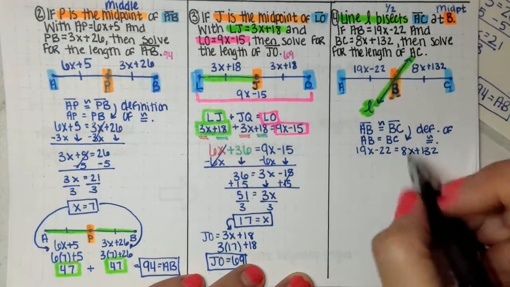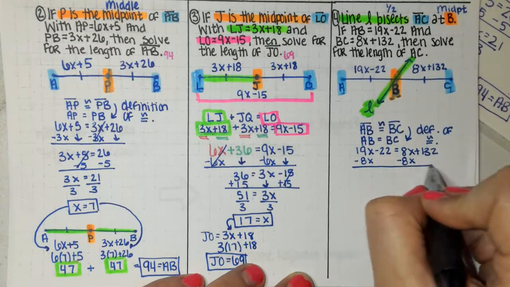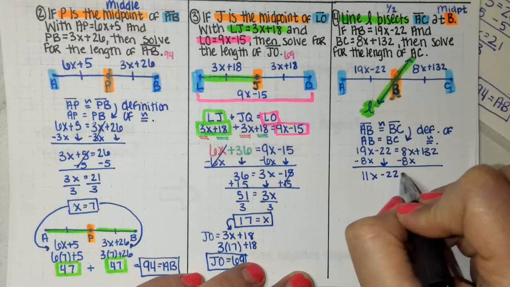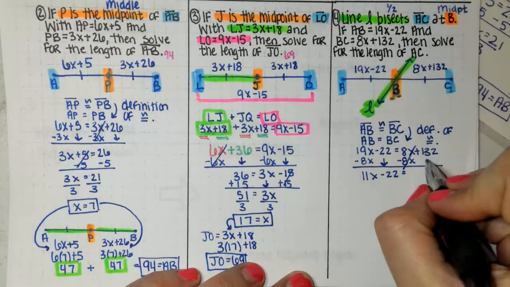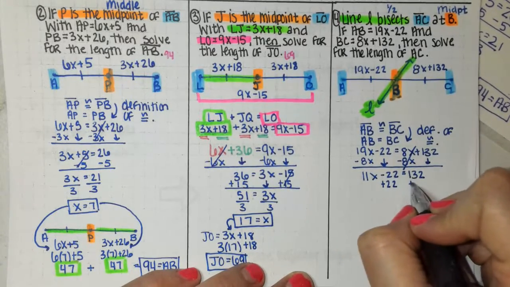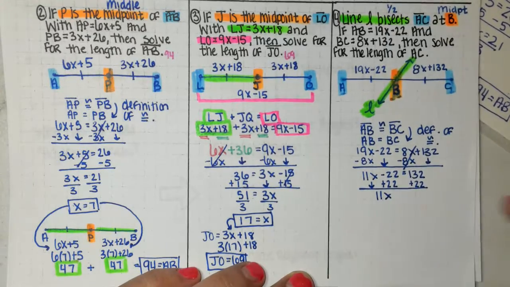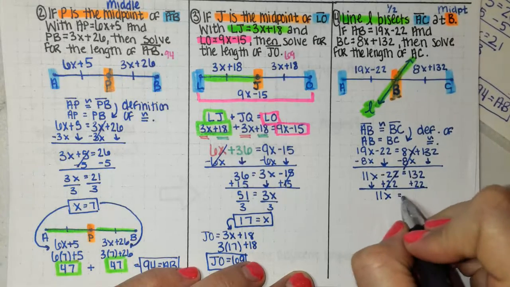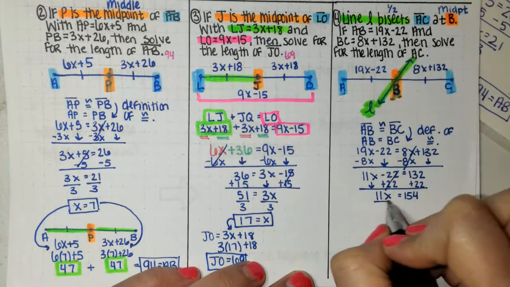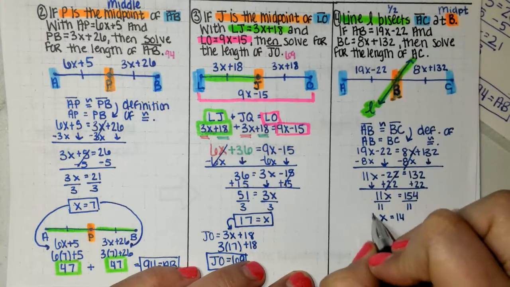Now we're going to solve. So I'm going to move the 8x by subtracting. So 19x minus 8x is 11x. I'm going to bring down my negative 22, cross out here, and bring down my positive 132. Add 22 to the other side. Remember, the opposite of minus is to add. I'm going to bring down that 11x. 22's cancel. 132 plus 22 is 154. And then I'm going to divide by 11 to get x by itself. So our value for x is 14.